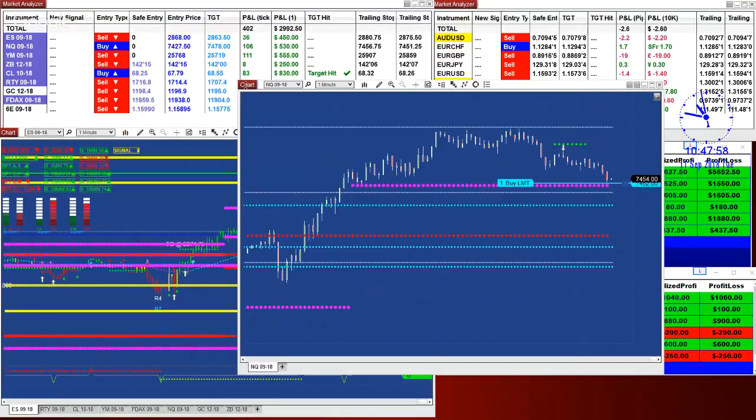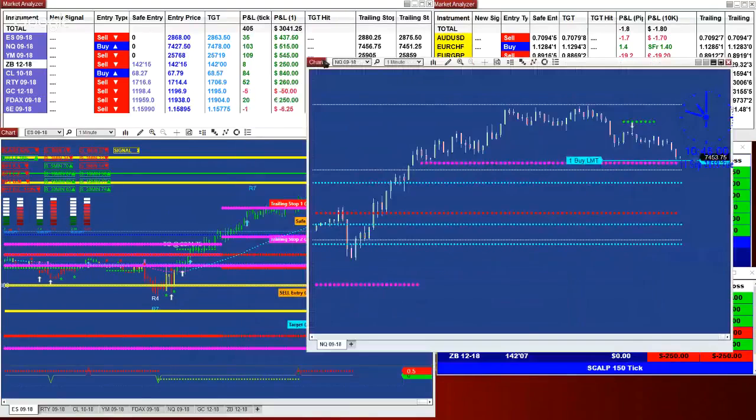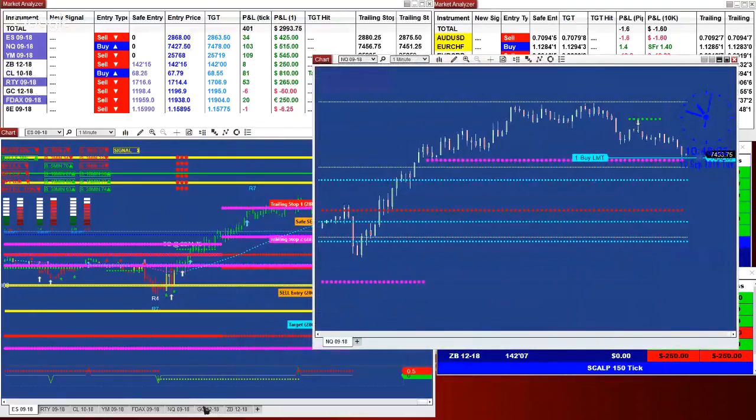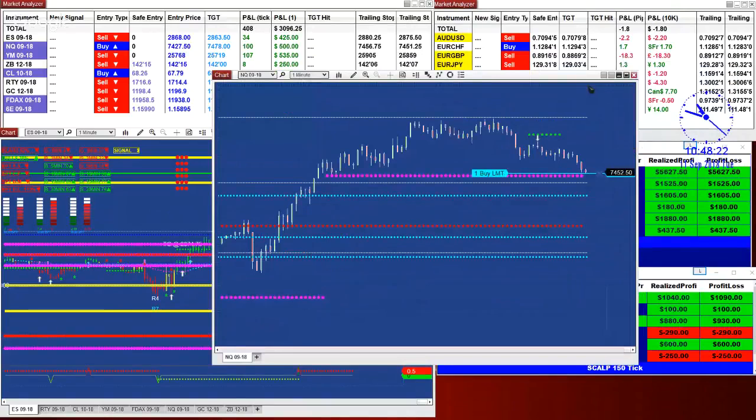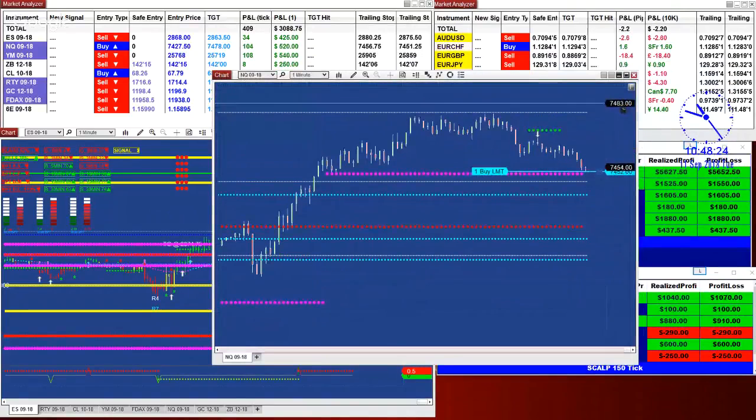It looked like the DAX took a new entry. Let me see. The NT8 won't let me go from one to another chart. Look at this. I cannot believe it. Okay. Oh, are you joking?